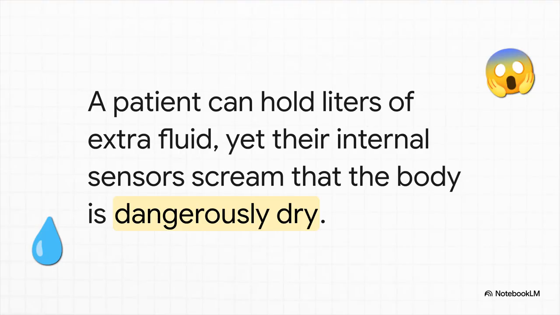And that's the paradox right there. A patient can be carrying liters and liters of extra fluid, but their internal sensors are just screaming that the body is dangerously dry. You know why? It's because the body isn't measuring total fluid. It's measuring what we call effective arterial blood volume, which is basically the amount of fluid that's actually inside the circulatory system doing its job of perfusing the organs. When that drops, the body kicks into full-on survival mode.